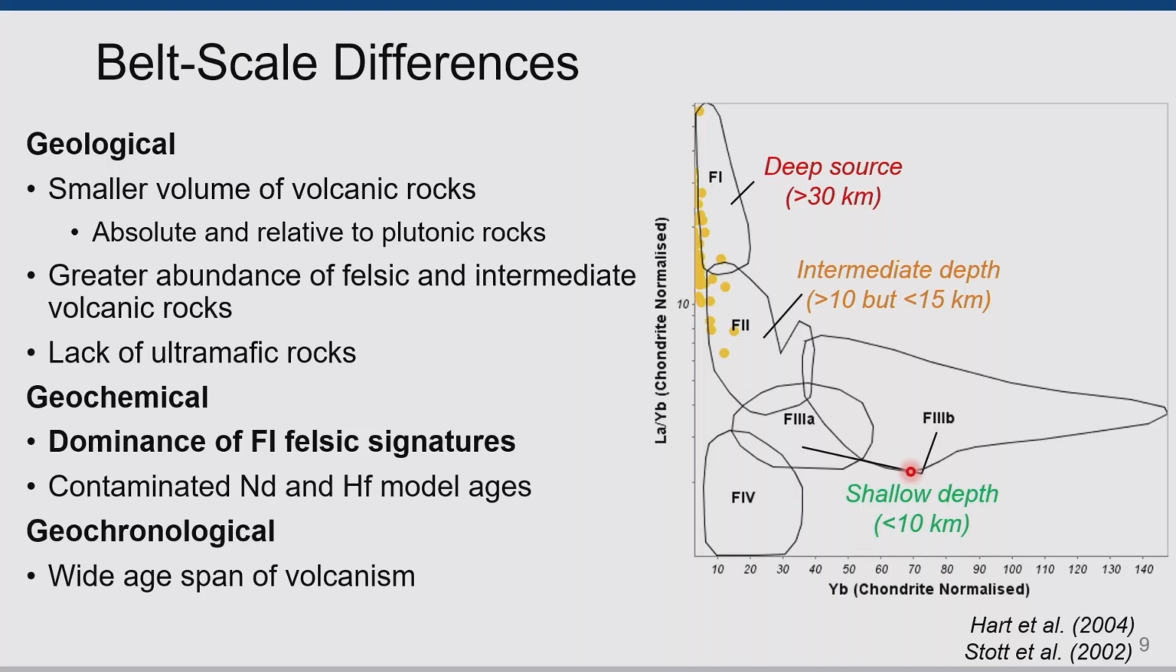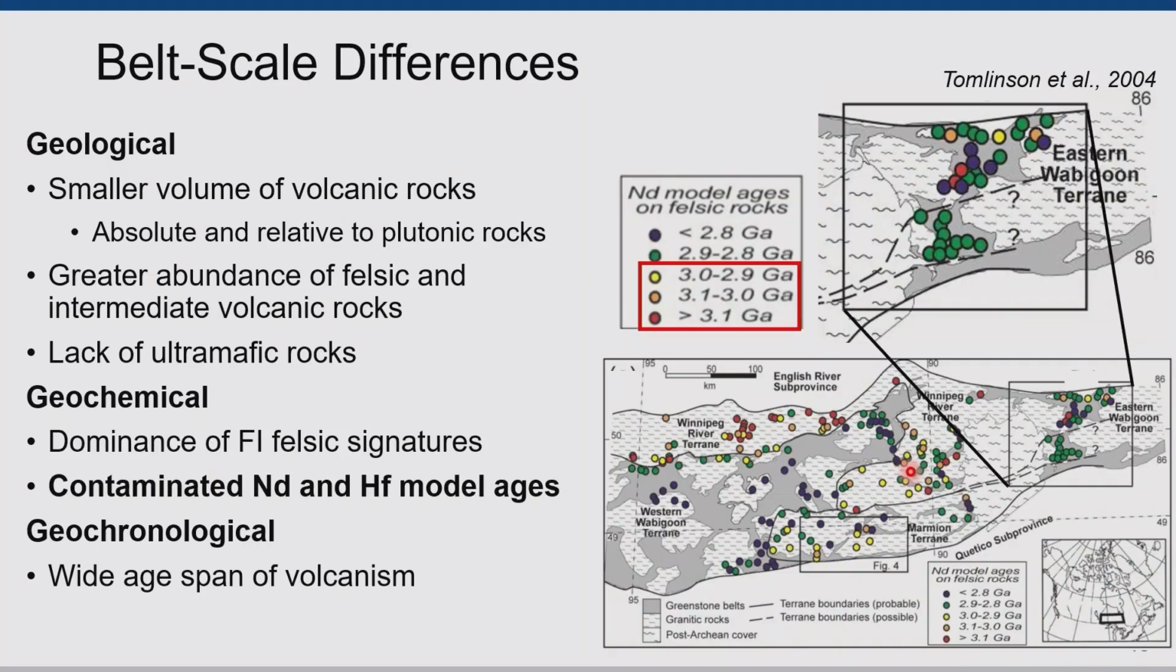You've seen this diagram now a few times, so I won't spend too much time on it, but what's really critical about this, and it stands out even when you look at the Wabigoon here, this is the entire Wabigoon, here's the eastern Wabigoon over here blown up, is that we really don't have very much juvenile material, any sort of juvenile neodymium model ages. And there's hafnium data in here as well, some sparse hafnium data from zircons, and it shows a similar pattern. We just don't have juvenile material in this greenstone belt. Nearly all of it is contaminated.